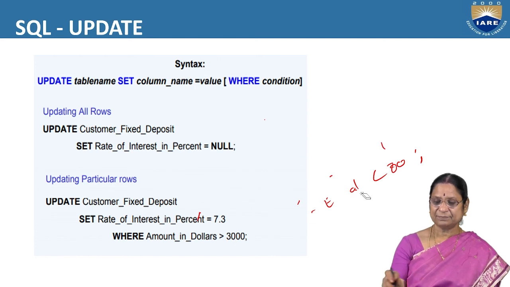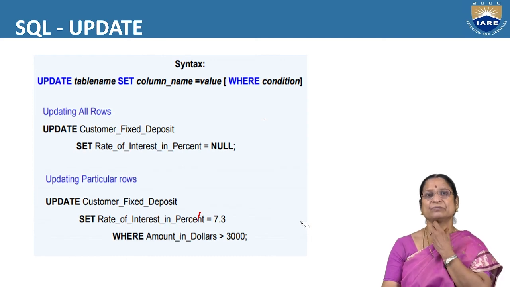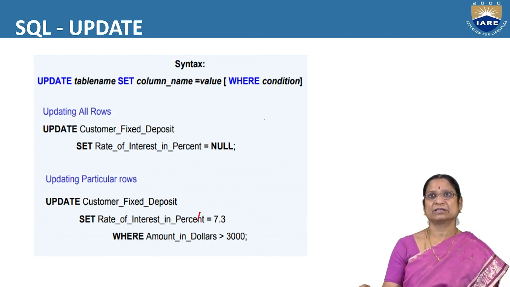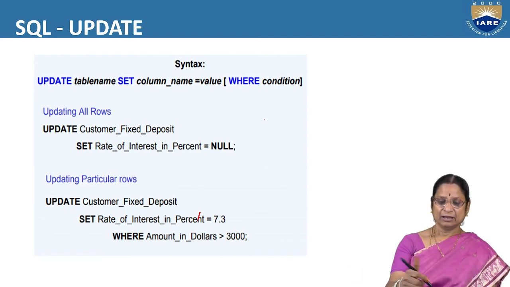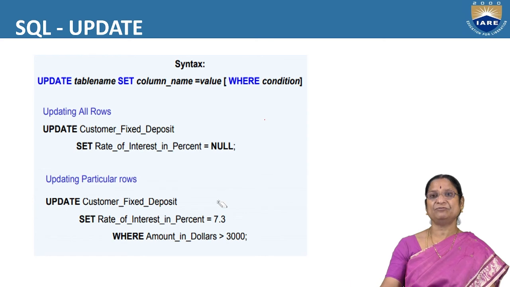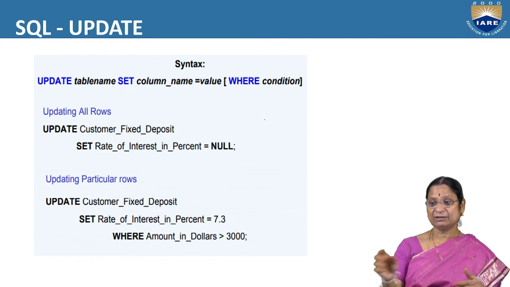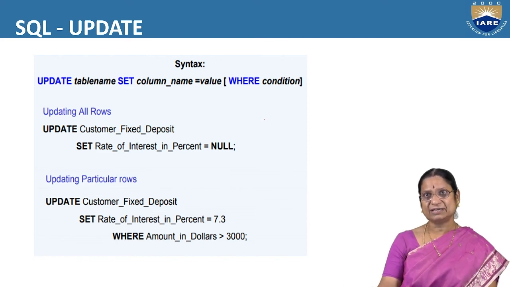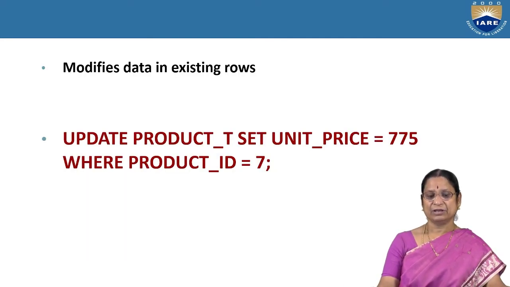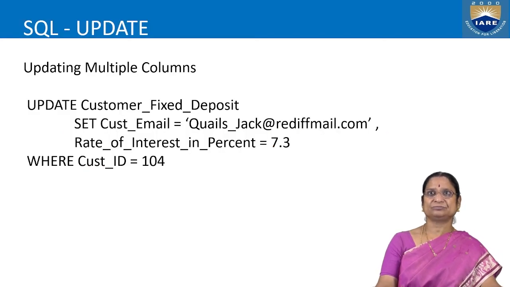That means update modifies a single row or multiple rows, sometimes multiple columns also, depending upon our need. You can update the data in multiple columns also. But remember, this is a DML command. After updation, it only happens in your buffer. After commit only, the actual updation into your secondary storage device is carried out. Another example: update product table, set unit price equal to 775 where product ID is equal to 7. For a particular product only we are doing this.